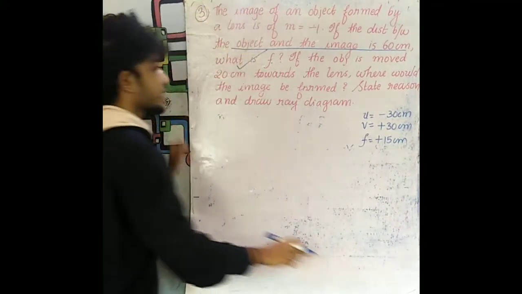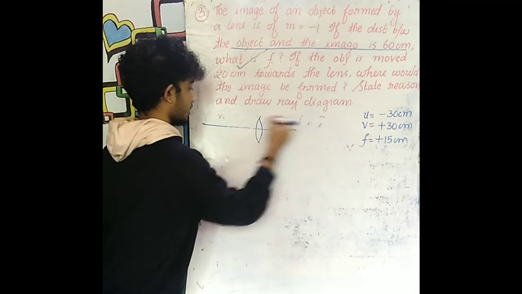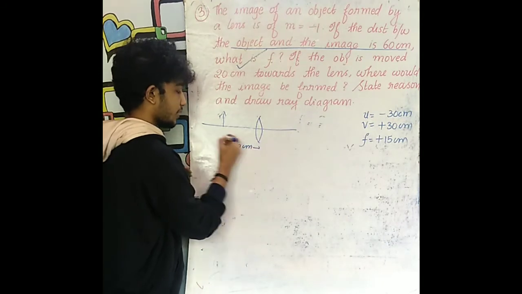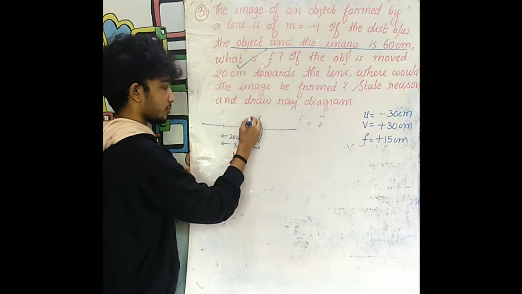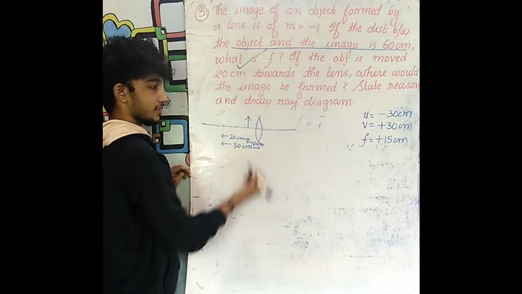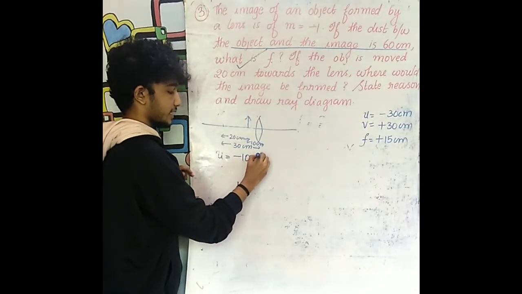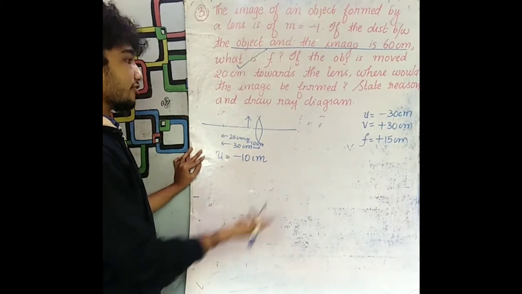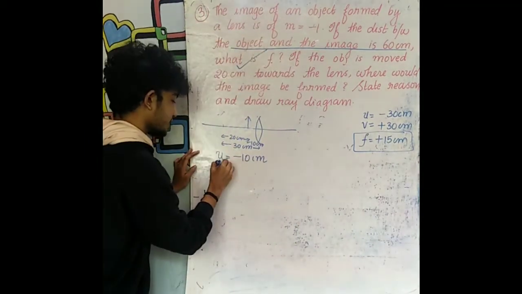Moving the object 20 cm towards the lens means initially the object was here, at a distance of 30 cm. 20 cm we are moving towards the lens. We are shifting this object here. Now what will be the object distance? 10 cm, isn't it? So u is equal to minus 10 cm. And f will be a constant for that lens, so f is equal to plus 15 cm.